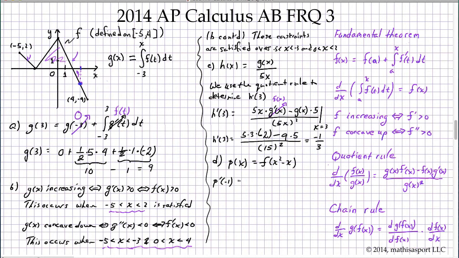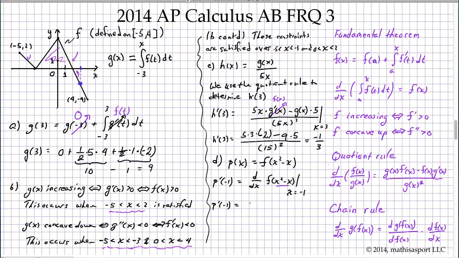Well, p prime of -1 then is simply the derivative with respect to x of f of x squared minus x, that whole thing evaluated at x equals -1. So here's where the chain rule comes in, because we can't directly take the derivative of f with respect to x, since f itself is in turn defined in terms of x squared minus x. So we write p prime of -1 using the chain rule.